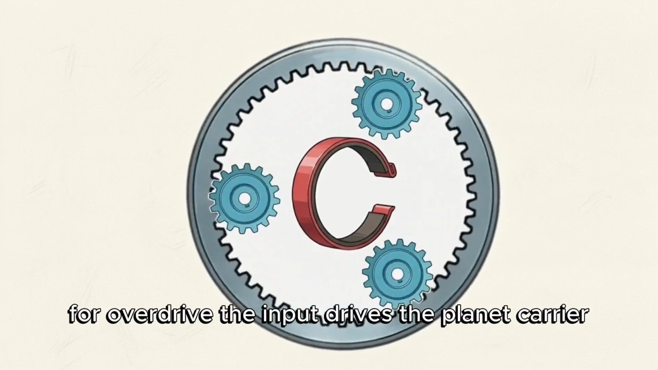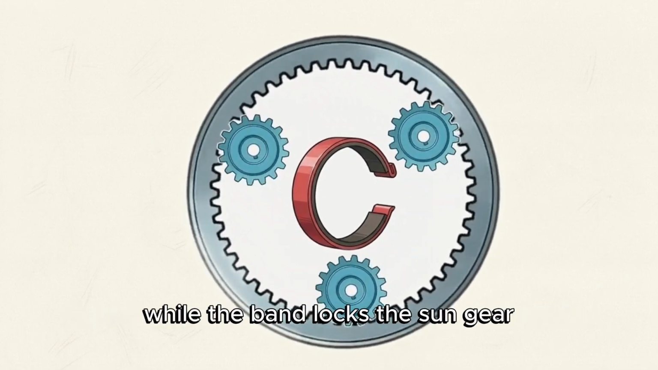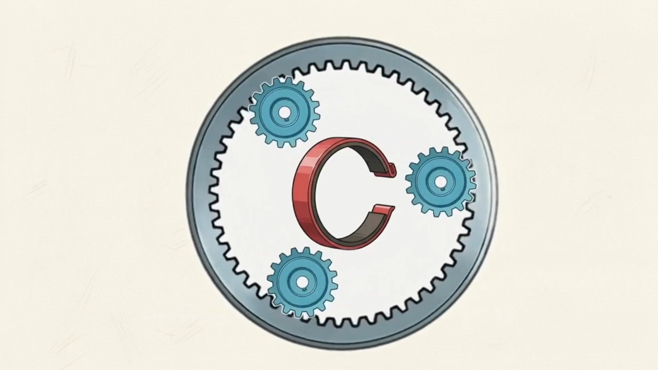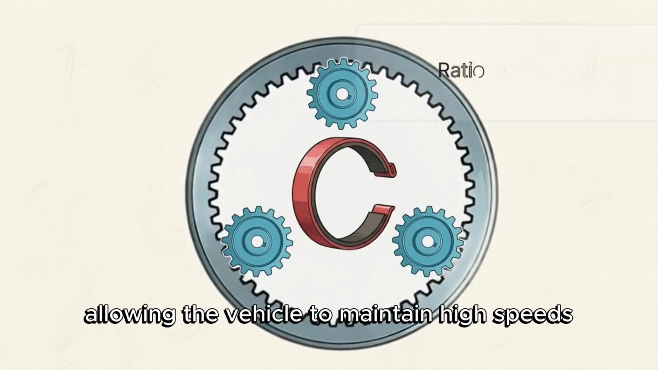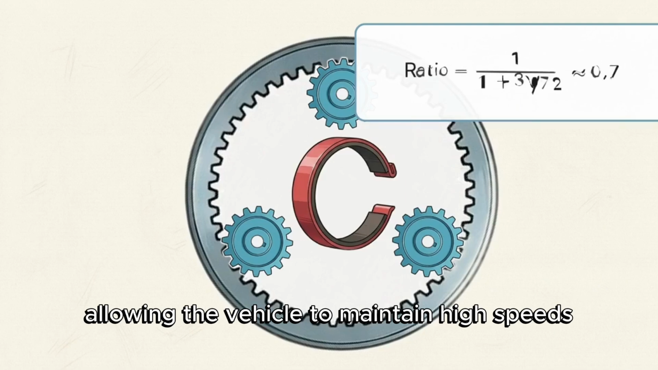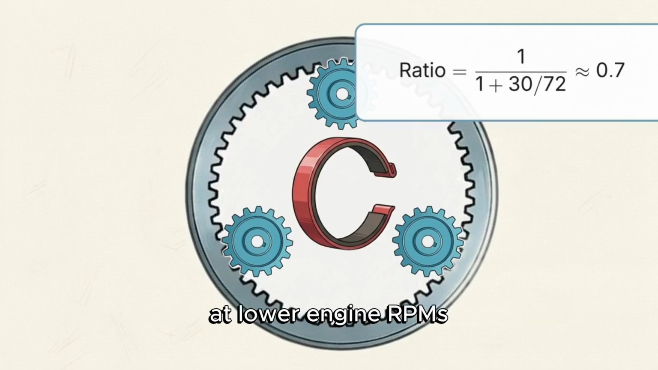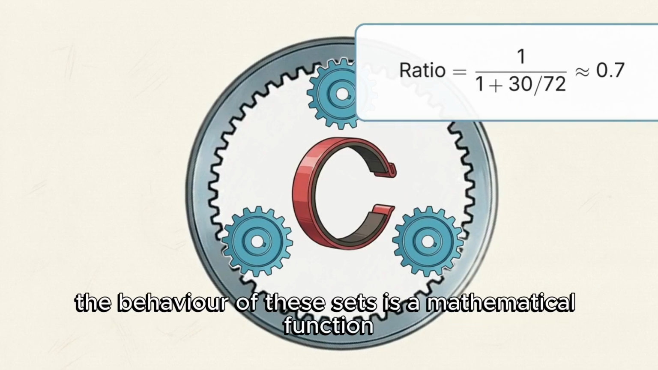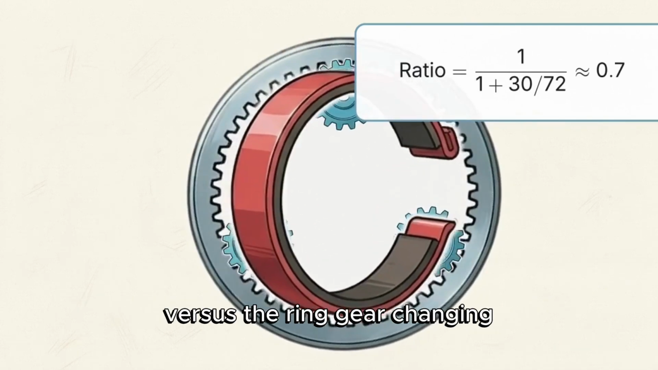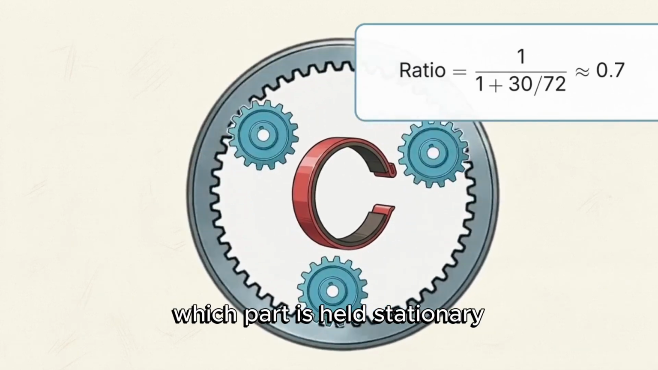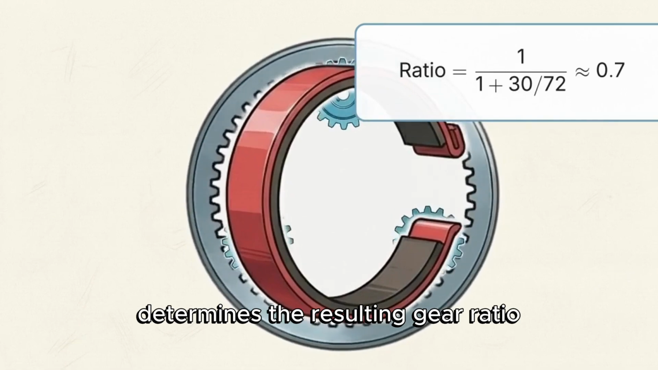For overdrive, the input drives the planet carrier, while the band locks the sun gear. This forces the ring gear to spin faster than the input shaft, allowing the vehicle to maintain high speeds at lower engine RPMs. The behavior of these sets is a mathematical function of the number of teeth on the sun gear versus the ring gear. Changing which part is held stationary determines the resulting gear ratio.